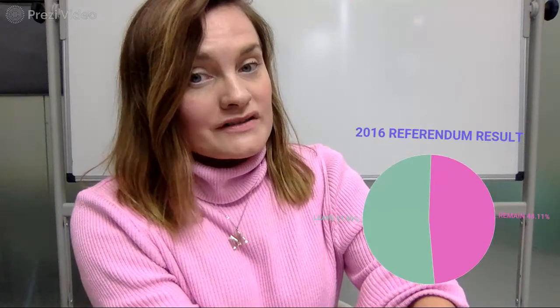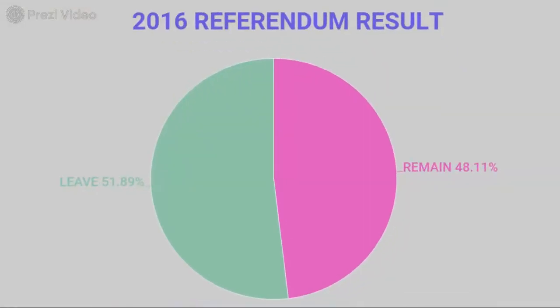And what happened was, it was very, very unexpected. The Leave campaign won. They won by, it was 51.89% to leave and 48.11% for remain. It was very, very close.